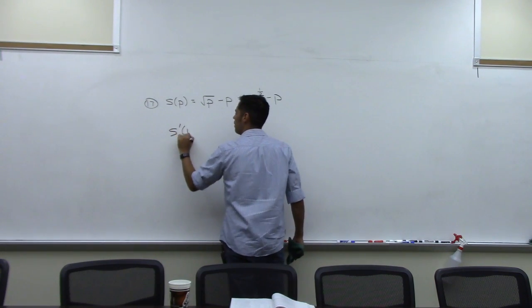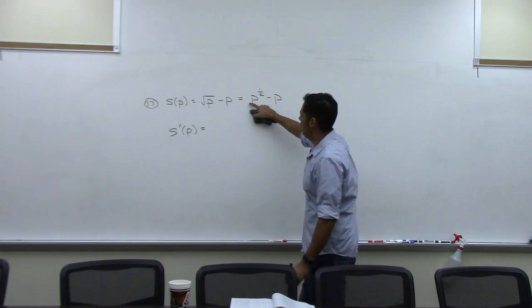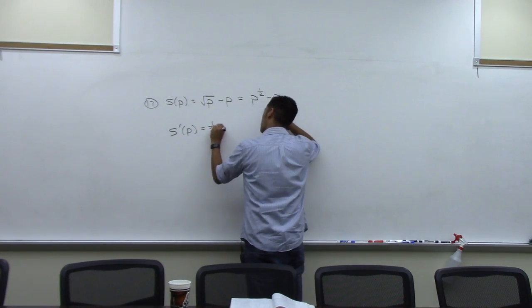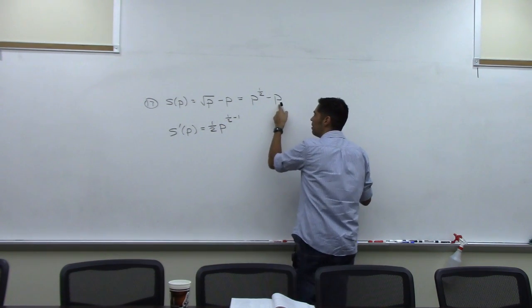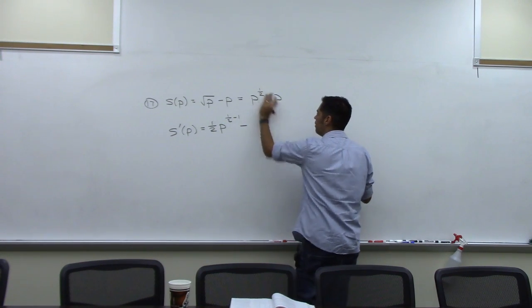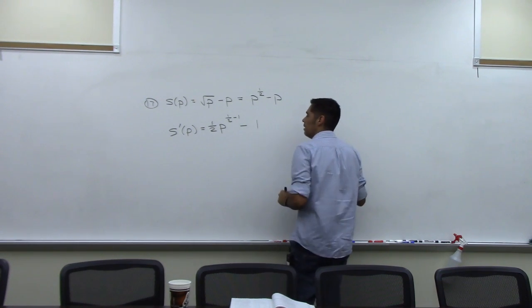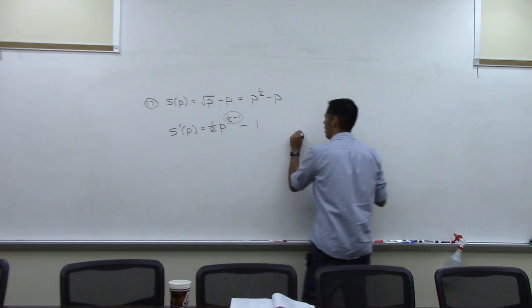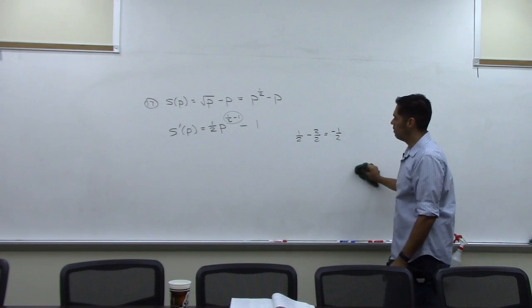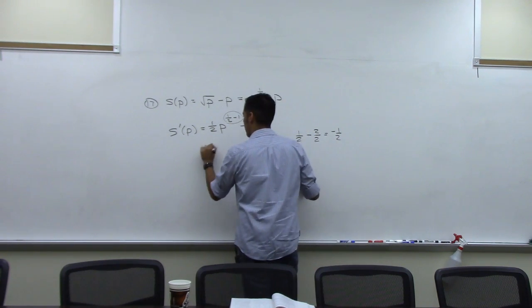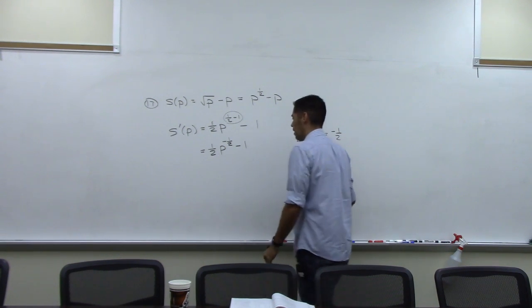So s prime of p equals, now be careful on this one. The 1/2 is going to come down. So here's our 1/2, p, and then we're going to take 1/2 and subtract 1 from it. Now here, I can cover up the minus and ignore it for now. The derivative of p is the same as the derivative of x, so that's just 1. And you have to figure this out. So you get a common denominator, 1/2 minus 2 over 2, that's negative 1/2. And we will have 1/2 p to the negative 1/2 minus 1.